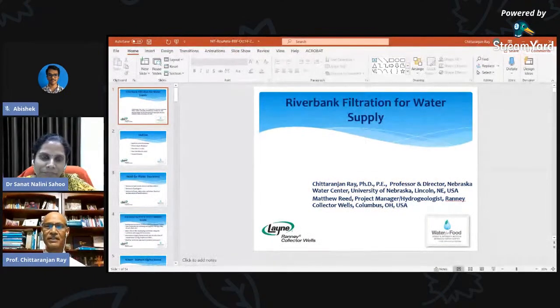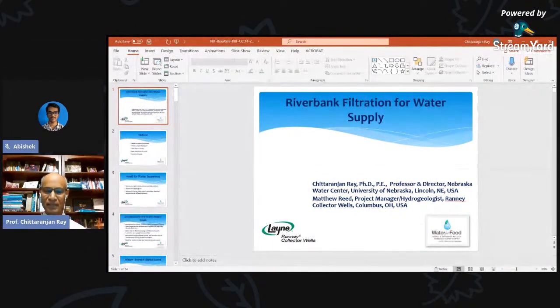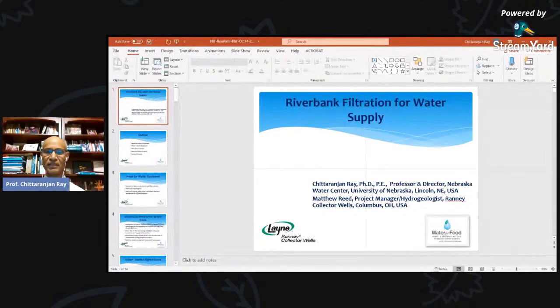So, riverbank filtration for water supply. And as you mentioned, I have a co-author here, Matt Reed. He's a project manager and a hydrogeologist with Ranney Collector Wells in Columbus, Ohio. And this is a low-cost water treatment technology.